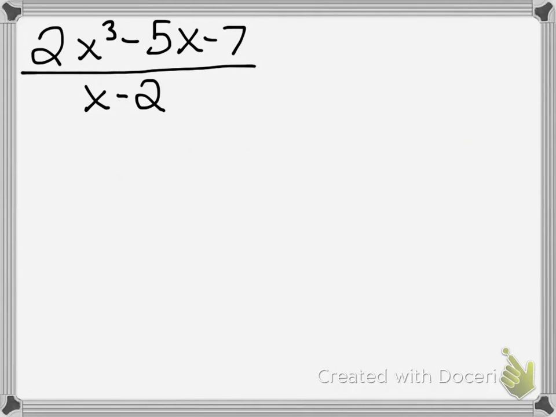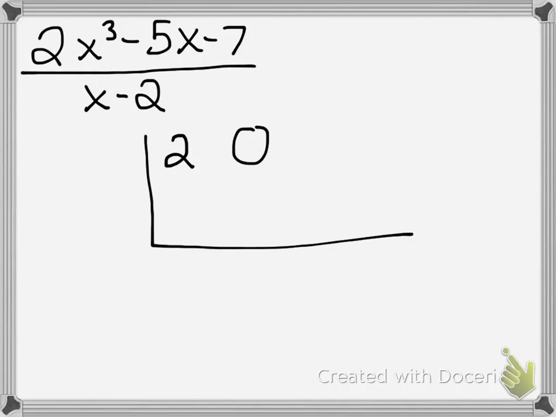Okay, so to set up your synthetic division problem, you need to take your numerator and write in any of your coefficients. So I have a 2 for the x to the third, I have 0 for x squared, -5 for x, and then -7 for my constant. Switch your sign on your divisor, so this becomes +2.